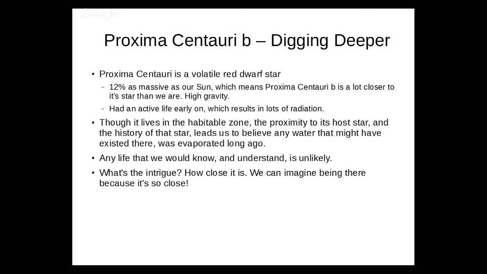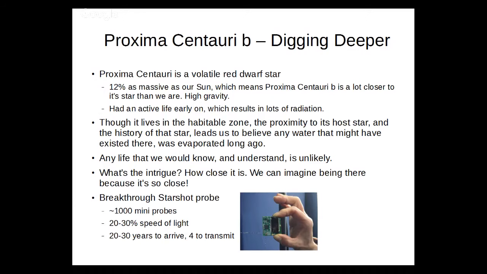The intrigue is how close it is. We can imagine being there because it is so close, only 4.22 light years away. That's really close in the grand scheme of the universe. And there's a program called the Breakthrough Starshot, and I think Stephen Hawking is part of this program as well. But it's a program where they want to send approximately 1,000 mini probes, these little bitty things. You can see the picture there on the right, at 20 to 30% of the speed of light off to Proxima Centauri B, at least Proxima Centauri.